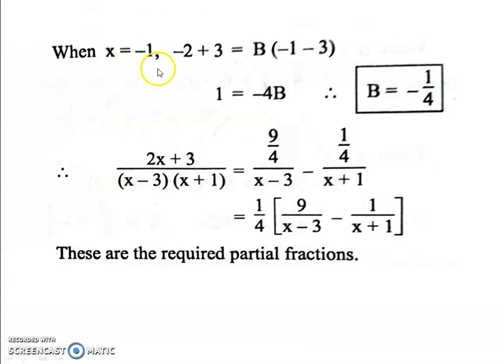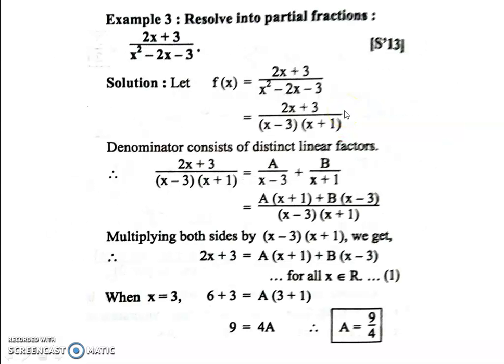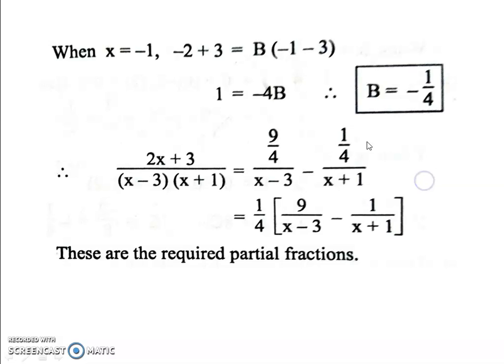Now x equal to minus 1 we have to put. So minus 2 plus 3 is equal to B into minus 1 minus 3. So we have to put minus 1 in this expression. 2 into minus 1 is minus 2 plus 3, and A into minus 1 plus 1 is 0, and B into minus 1 minus 3 gives the value. So minus 2 plus 3 is equal to B into minus 1 minus 3. Minus 1 minus 3 is minus 4, so minus 4B is equal to 1. So B is equal to minus 1 upon 4.